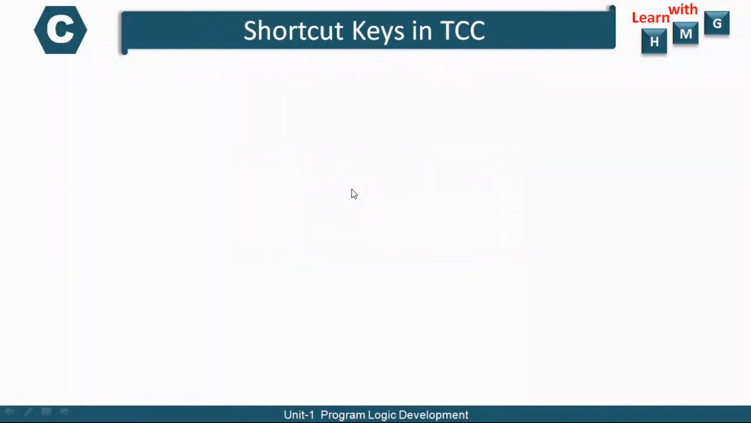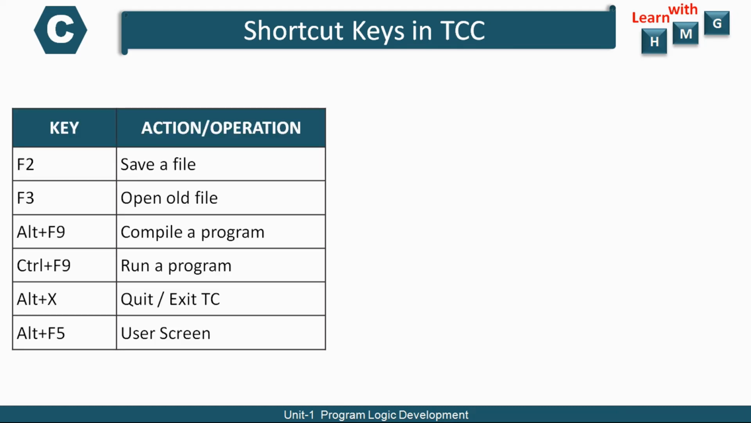While using the Turbo C compiler, sometimes your mouse pointer may get stuck and you will not be able to perform operations using the mouse pointer, and at that time you have to perform the various operations using the keyboard. So while using the keyboard, there are certain shortcut keys available in TC. Let us see. First, F2 key, save; open an old file, F3 key. For compiling a program, press Alt F9. To run a program, press Ctrl F9.